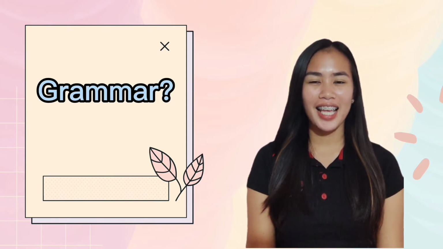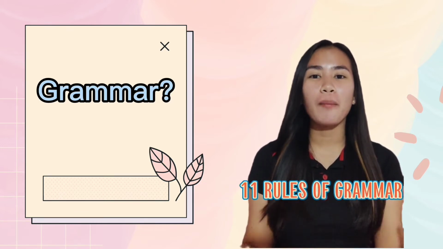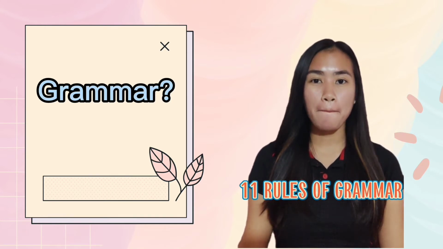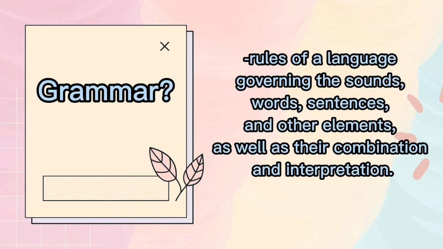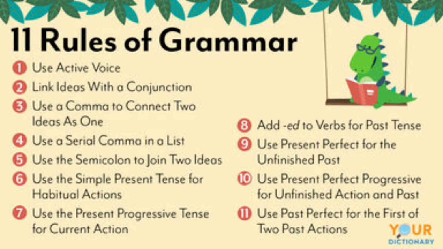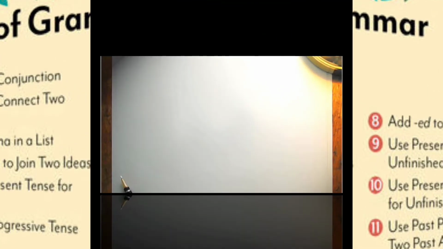Grammar guidelines. These 11 rules of grammar will help you become a champ at selecting words and punctuation. Grammar is the rules of a language governing the sounds, words, sentences, and other elements, as well as their combination and interpretation. As you can see here, there are 11 rules of grammar.